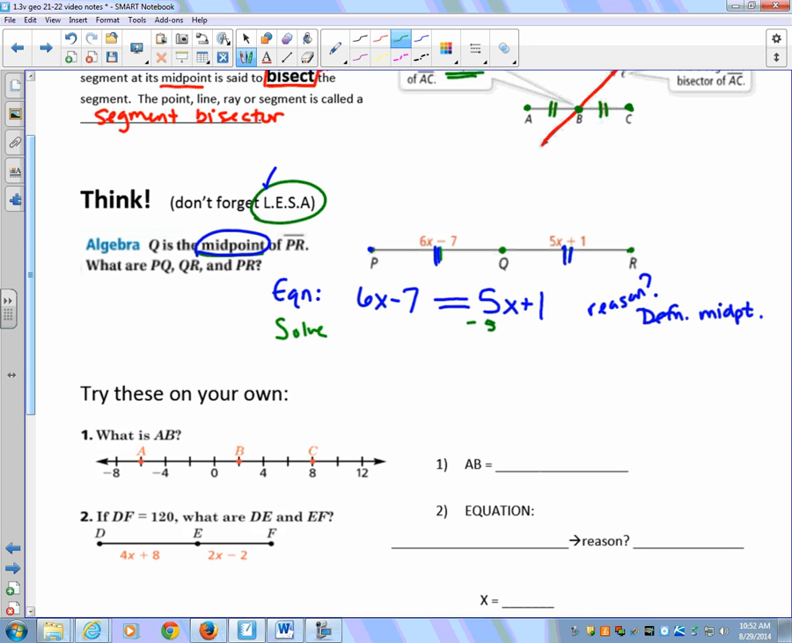I'm going to subtract 5x from both sides, and I get x minus 7 equals 1. I'm going to add 7 to both sides. I get x equals 8, and I've solved. Don't forget A in Lisa. I'm going to answer the question.